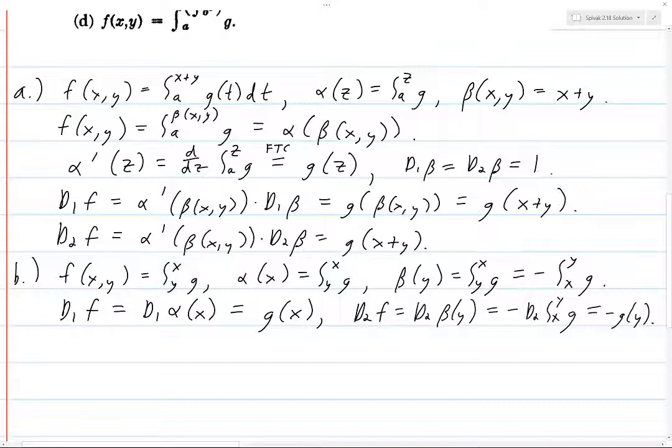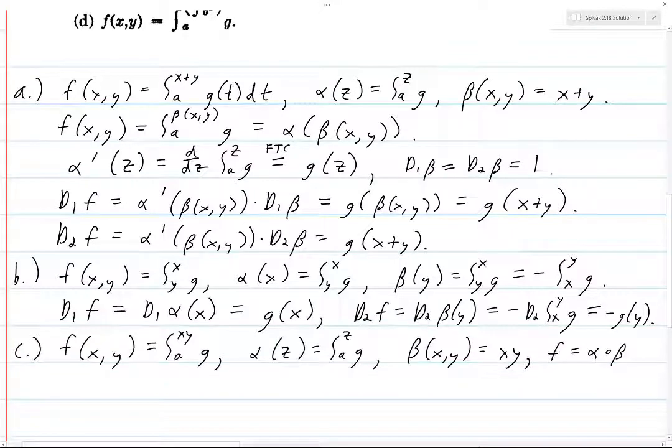Okay, so now we have part C. So we have f of x comma y again. This is the integral from a to x times y of g. And this is just going to be like part A, where we've got alpha of z equal to the integral from a to z of g. But here we're going to have beta of x comma y be x times y. And again, we're going to have f of x, y. So f here is equal to alpha composed with beta, because f of x, y is equal to alpha of beta of x comma y, just like in part A.